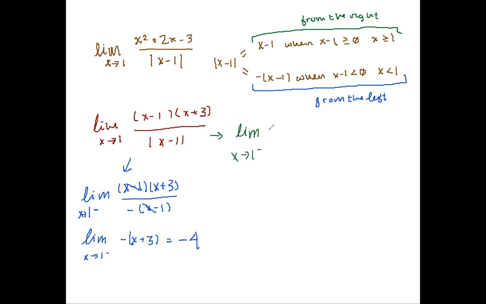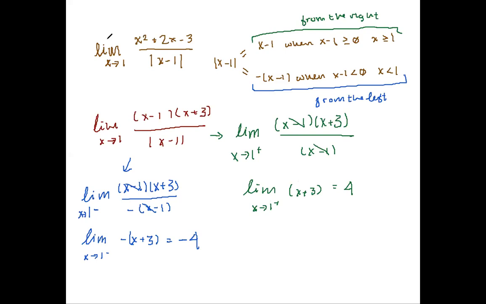Okay. And then we do the same thing from the right, where we have the limit as x goes to 1 from the right. We have our numerator, which is x minus 1 times x plus 3, over, now instead of minus (x minus 1), it's just x minus 1. These are going to cancel, so we're going to end up with the limit of x plus 3 as x approaches 1 from the right, which is going to equal 4. So what can we say about the limit of the whole thing? Doesn't exist. Again, because the limit from the left does not equal the limit from the right.